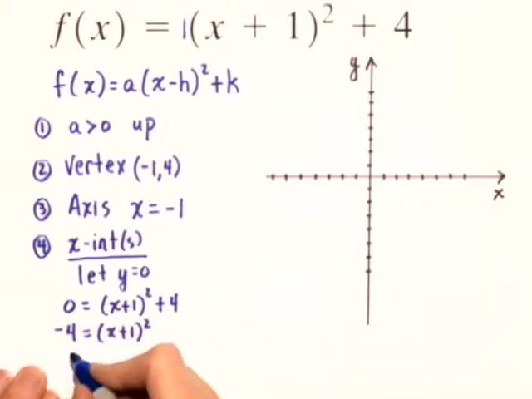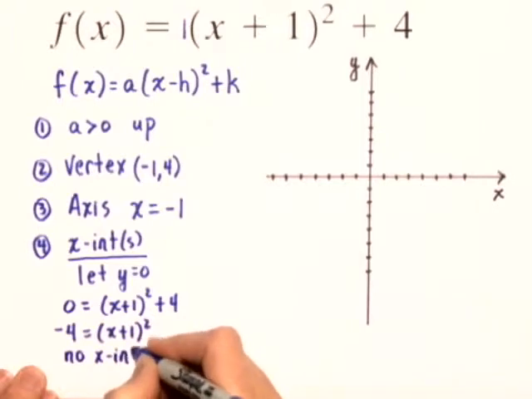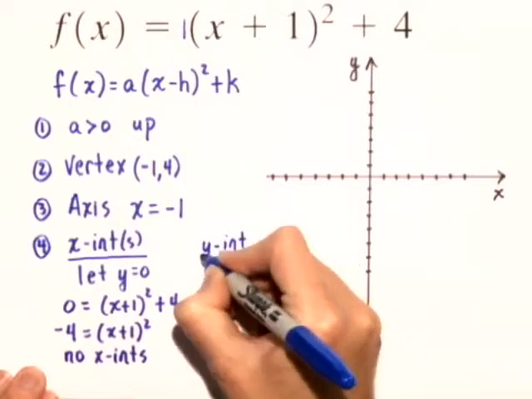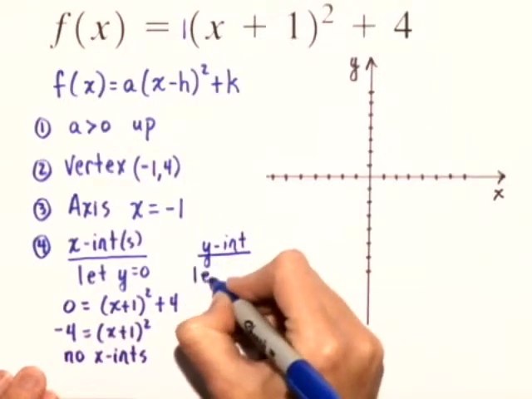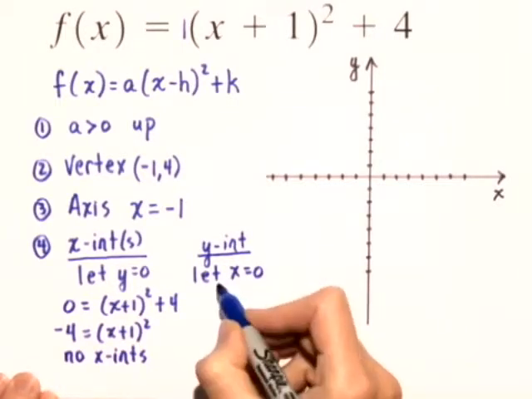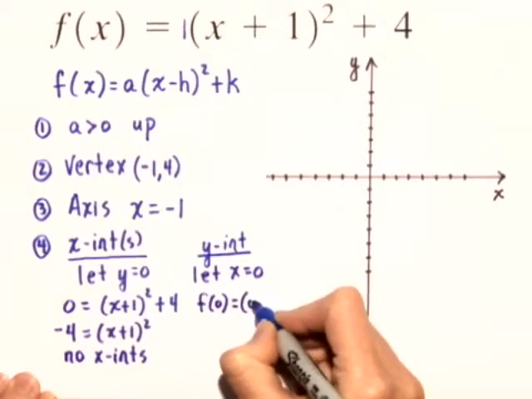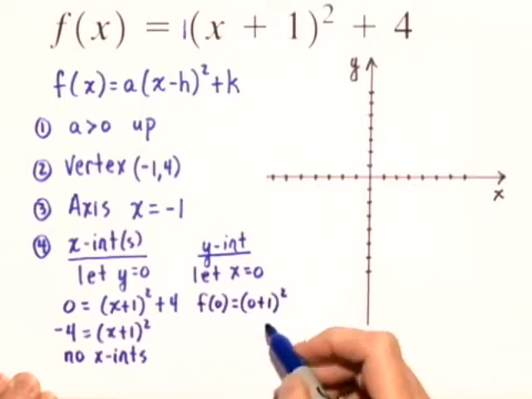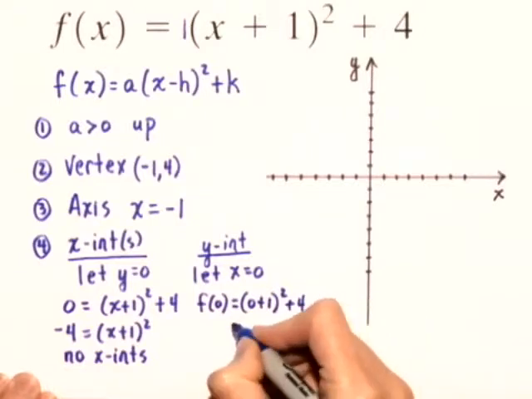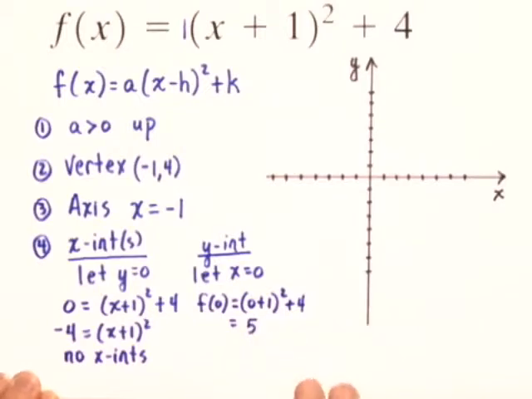This means that there's no real solution to this equation, so there are no x-intercepts. How about the y-intercept? We can find the y-intercept by letting x equal 0. If we let x equal 0, then our y-intercept, or f of 0, equals 0 plus 1 quantity squared. I'm just substituting 0 up here in my original equation, plus 4. And this becomes 1 squared, which is 1, plus 4, or 5.